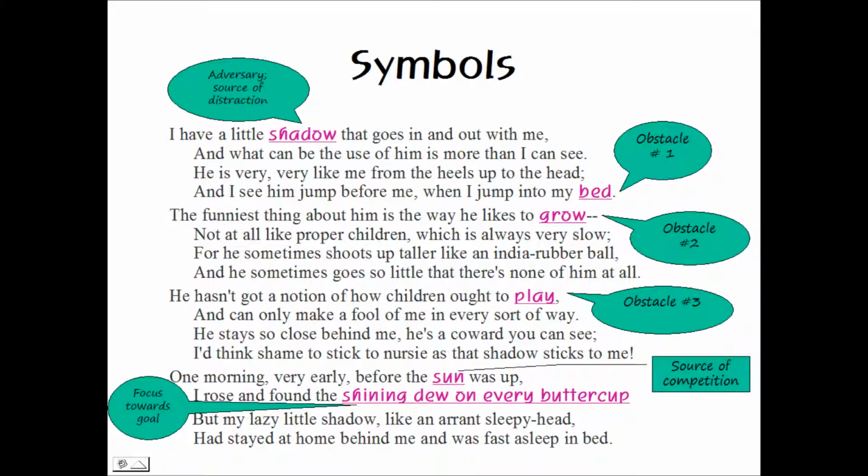Finally, the shining dew on every buttercup. This represents the narrator's focus towards one's goal. The reason is that the narrator does not start off the stanza by fussing about the shadow's action. Instead, he or she actually focuses on what one is doing. These symbols all contribute to the theme that one must concentrate towards one's goal to reach it. They become components which will be used to contrast the outcomes of not focusing and focusing.